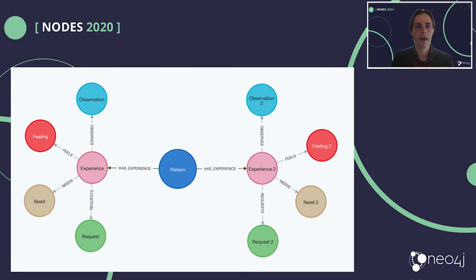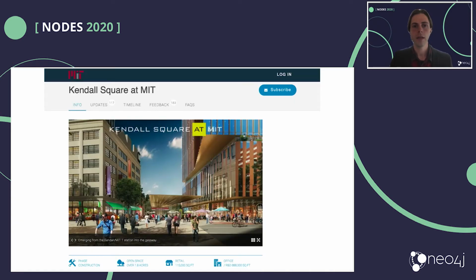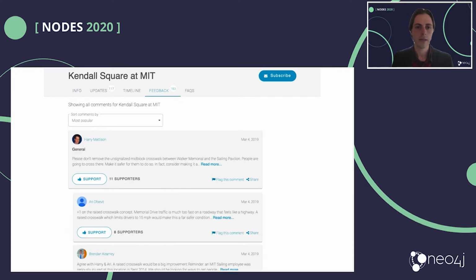So let's go ahead and do that. I've taken some public comments from a public comment board on a development project in Kendall Square in Cambridge, Massachusetts, right around the area where MIT is located. So this is a Co-Urbanize instance. This is a way to gather public comments on various development projects. And what we'll do now is take a look at some comments, rewrite them in nonviolent communication, and then model them in graph data.